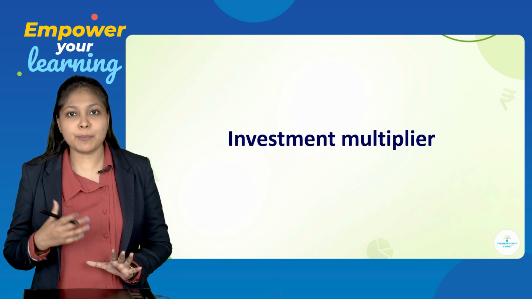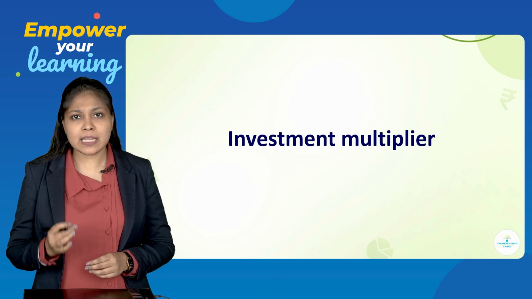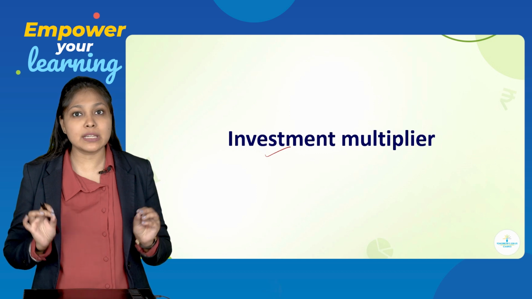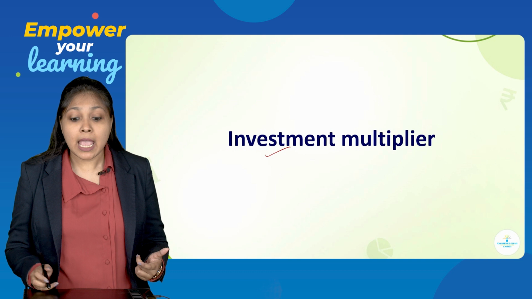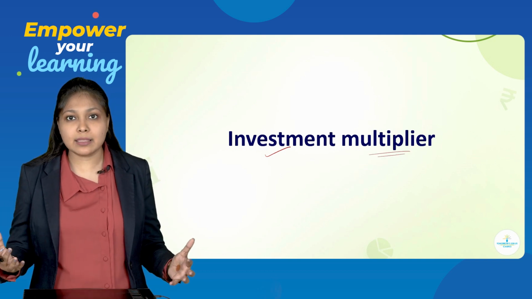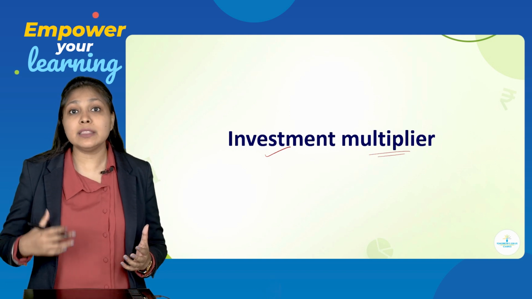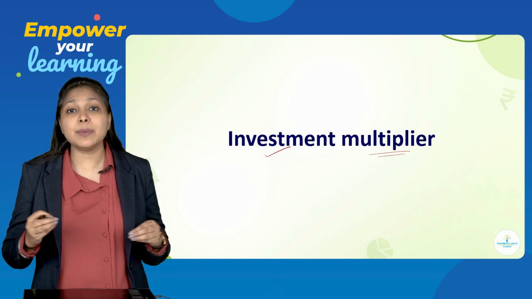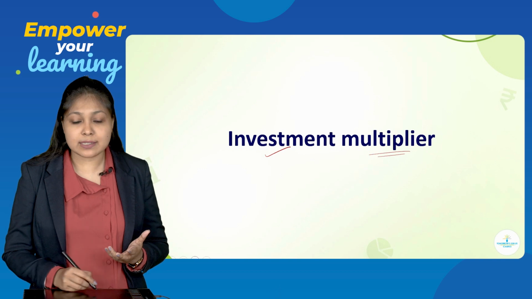The next topic we are going to discuss is the investment multiplier. With the name itself, we understand what investment is, because till now we have studied investment, types of investment, and the investment function. And what is a multiplier? Multiplier means how much income will be generated with the initial or fresh investment. This is nothing but the investment multiplier concept. It's a very easy and interesting concept.